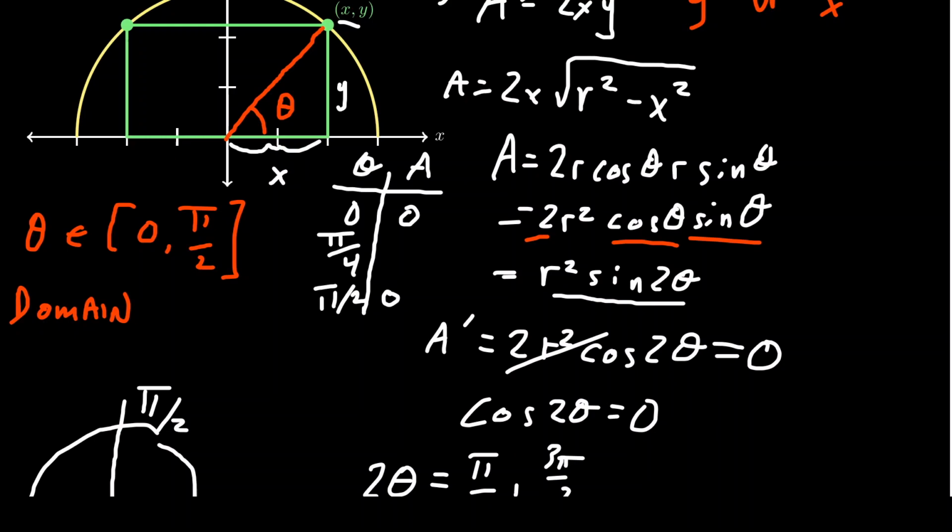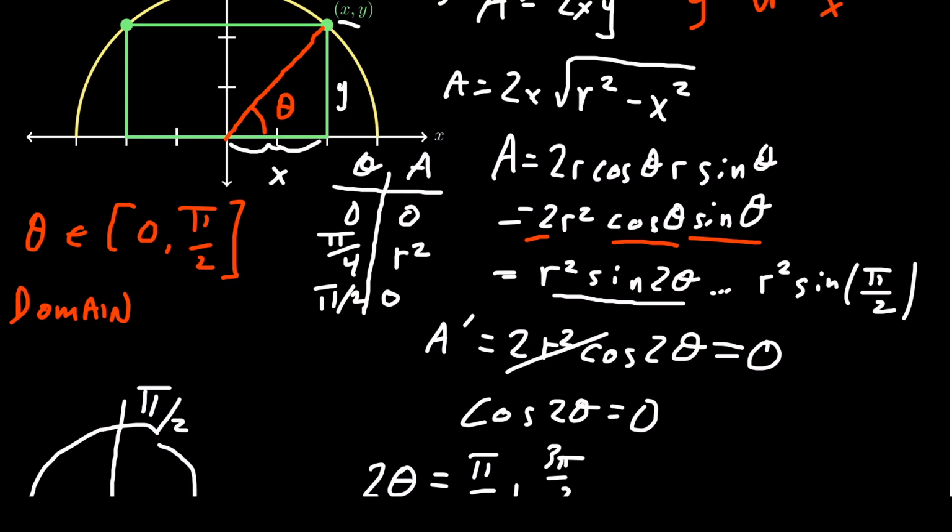And so let's put it into our area function, just right here, no big deal. So we're going to get r squared times sine of 2 times pi fourths, which is pi halves right there. And so we end up with r squared as the optimal area.